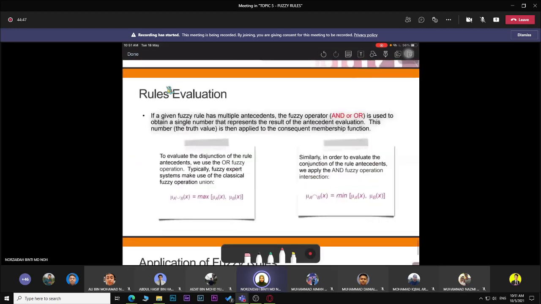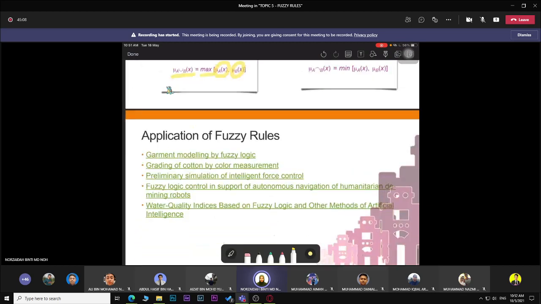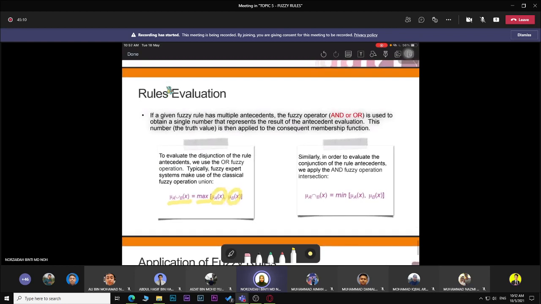Okay, right? So usually for rules evaluation, if the connector is OR, for mu of A or B for X, we will find the maximum value from mu A and mu B. Okay, can you imagine this one? Is there an example below? No. Okay, an example.